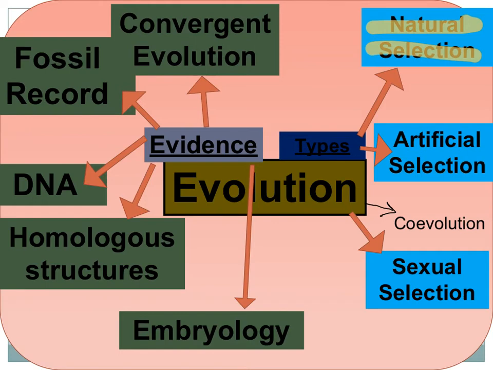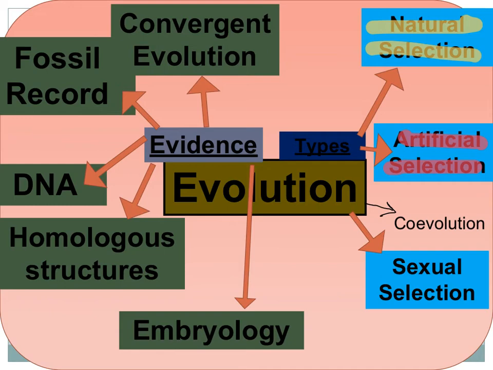Then you have artificial selection. This was the one that humans do when we do things like domesticate dogs, or any type of farm animal we had talked about in class. So it's humans who are choosing which genes are passed on and which are not.